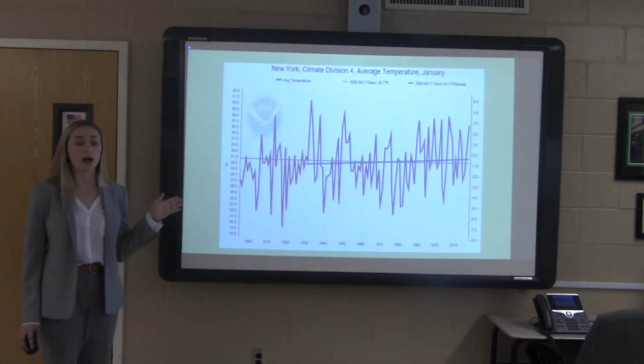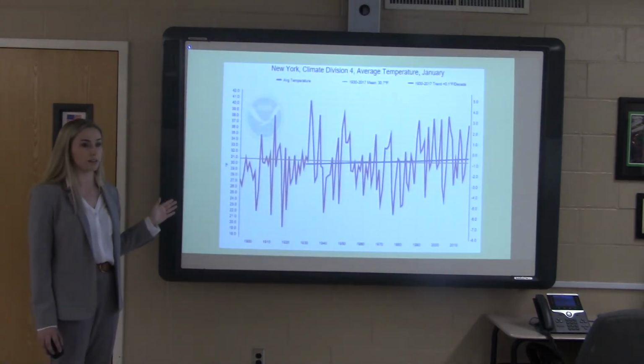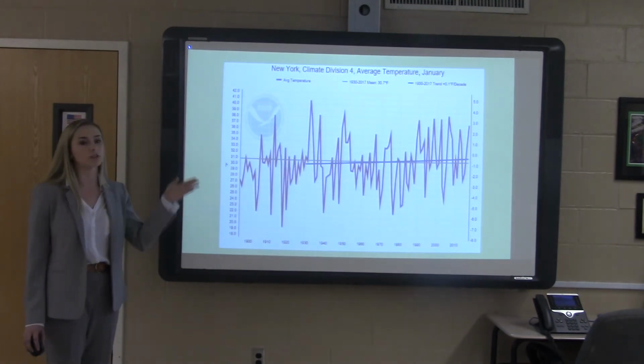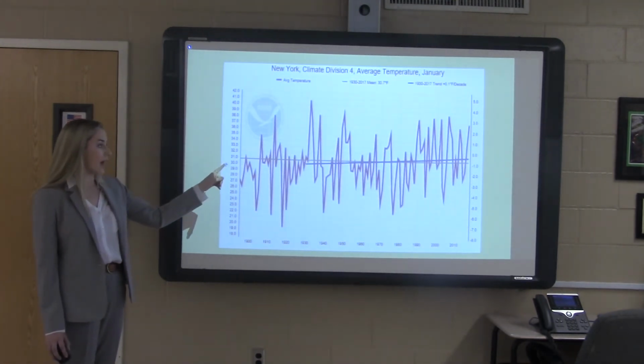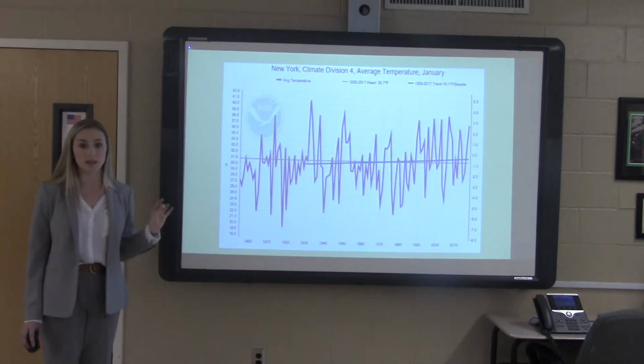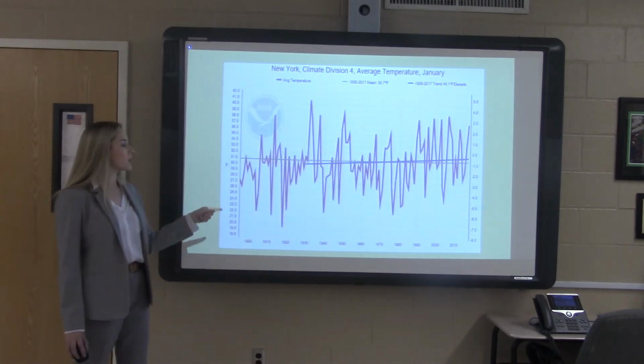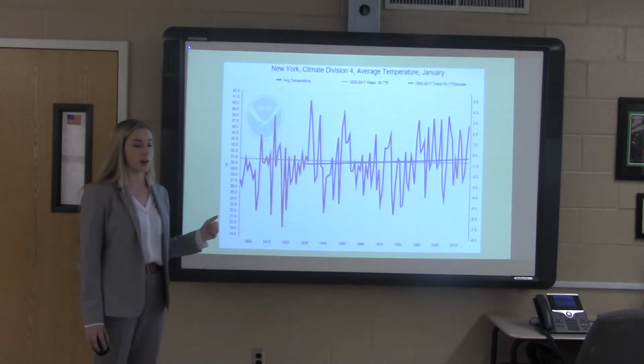This is the table and graph that Climate at a Glance generated for me. It came with a table on the side, which I translated into my own table, and then they made this graph. So you'll see in gray, that is the mean temperature, 30.7, and the purple is all the temperatures that were recorded for the time period.